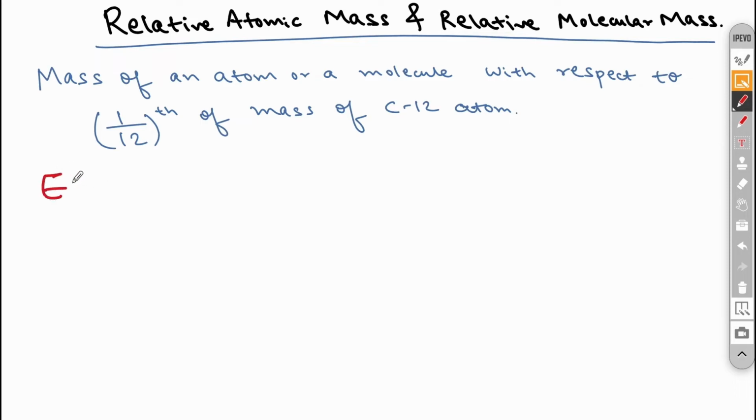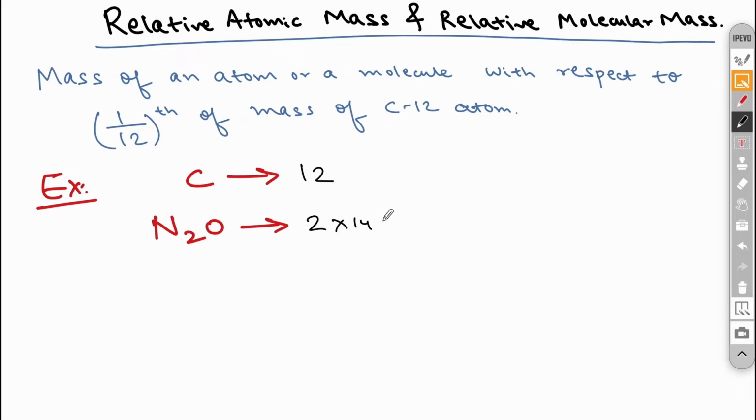Now we'll discuss an example here, for carbon and for N2O. For carbon, we can write it simply as 12. For N2O, 2 times 14 plus 16 times 1, it will come out to be 44, right? So this is the simple relative atomic mass and relative molecular mass for carbon and N2O respectively.